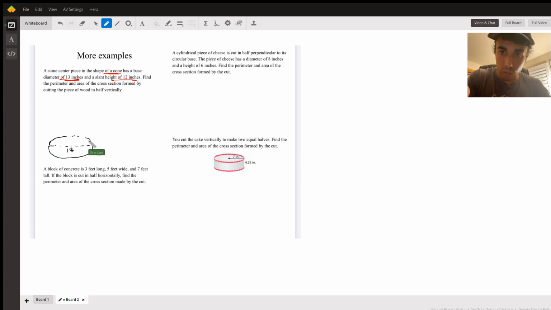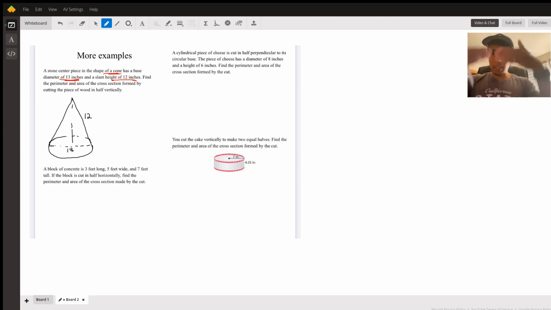Got like this cone, right? It's going to come up, something like that. And then the slant height, so when we say the slant height, that's talking about the side of the cone, right? That's not talking about the direct height up the middle. That's talking about the slant height. So this side right here is going to be 12 inches.